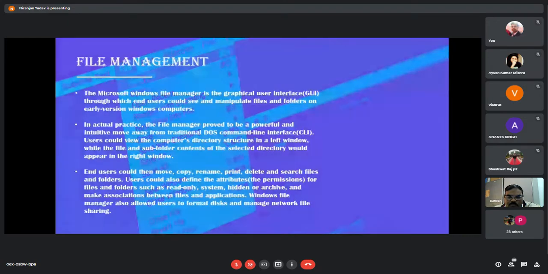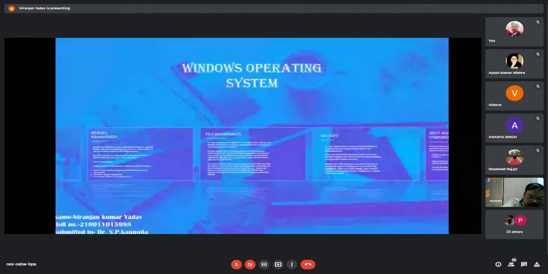End users could then move, copy, rename, print, delete, and search files and folders. Users could also define the attributes for files and folders such as read-only, system, hidden or archive, and make associations between files and applications. Windows File Manager was also used to format disks and manage network file sharing.